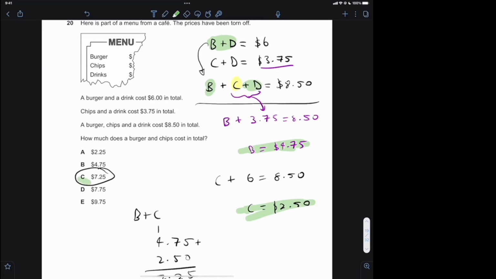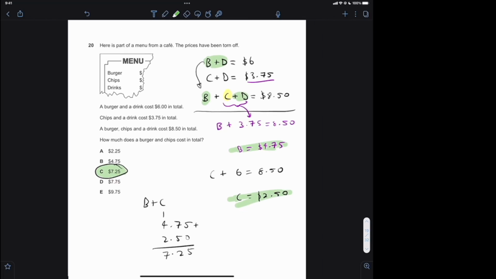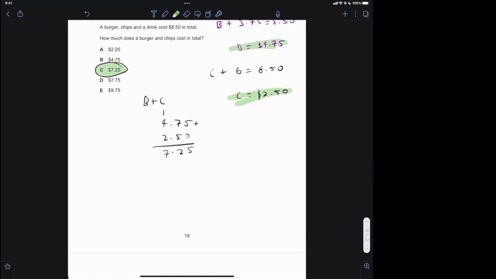All right, a bit of a trickier one, needing to use that kind of substitution, but hopefully it makes sense based on that. And hopefully we got that one. Good job if you did.